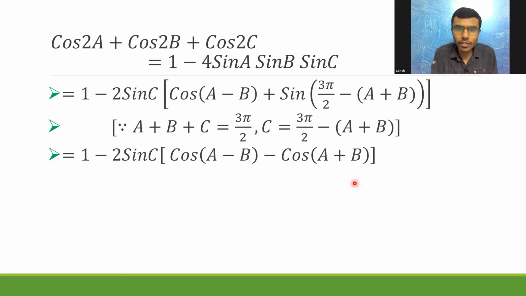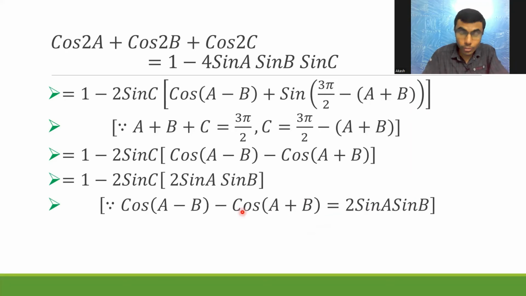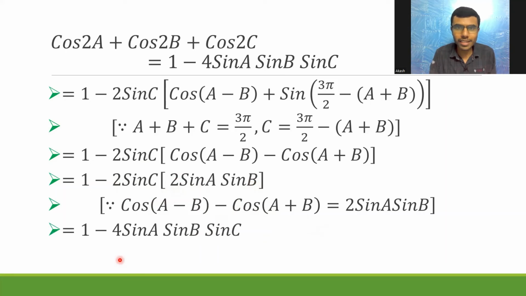Now, cos of a minus b minus cos of a plus b is nothing but 2 sin a sin b. Don't forget to mention the reason. So you're almost done, right? Now just multiply 2 and 2 and then rearrange the terms. I have 1 minus 4 sin a sin b sin c.